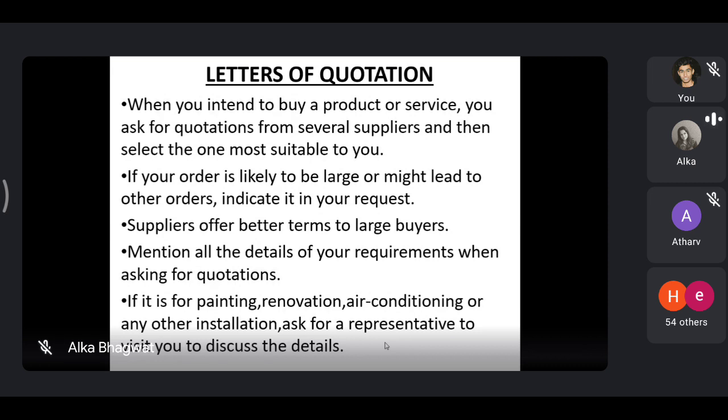So it is extremely important that when you are writing a letter of quotation, you mention all the details of your requirements. Remember, whenever we talk about letter writing, most of us are very scared that I don't know what kind of language to use. Remember, you are going to write in the most simple language in English, because you are writing a letter to a person who might not understand that high English. So that is the reason why you have to use the most simple language.